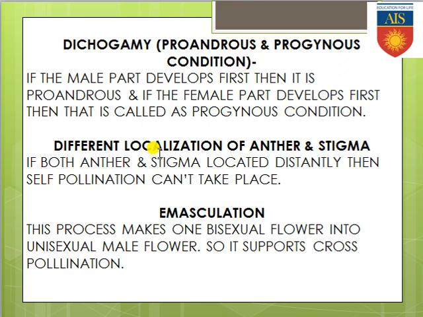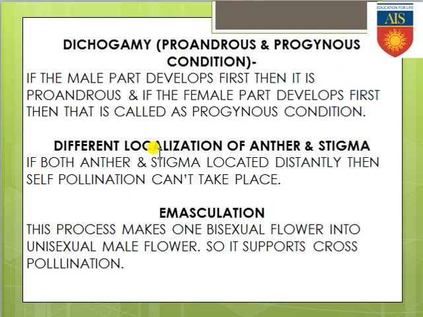Different localization of the anther and stigma. This is another most important thing. If the anther and stigma are not present in a very close manner, and are located distantly in the same flower, then obviously, even if the flower wants to perform self-pollination, it is not possible for that flower, due to the presence of the anther and stigma in distant locations. So obviously they have to go for cross-pollination without any other way.